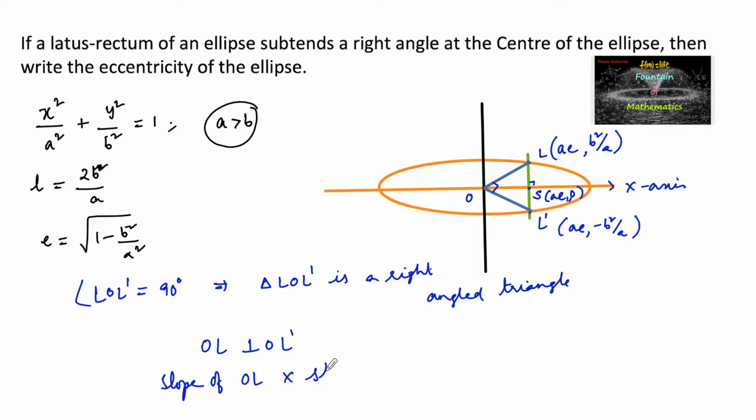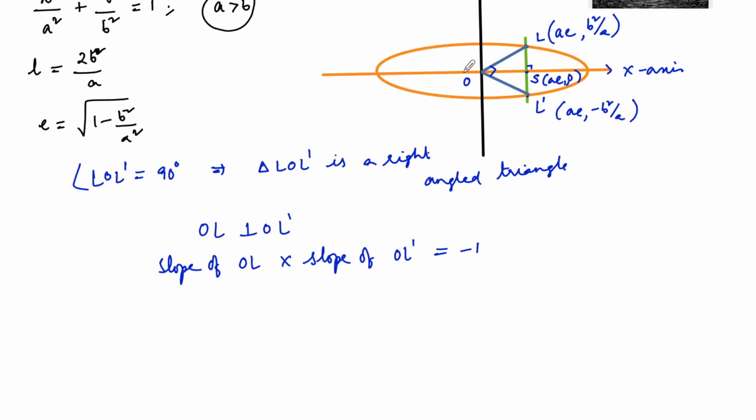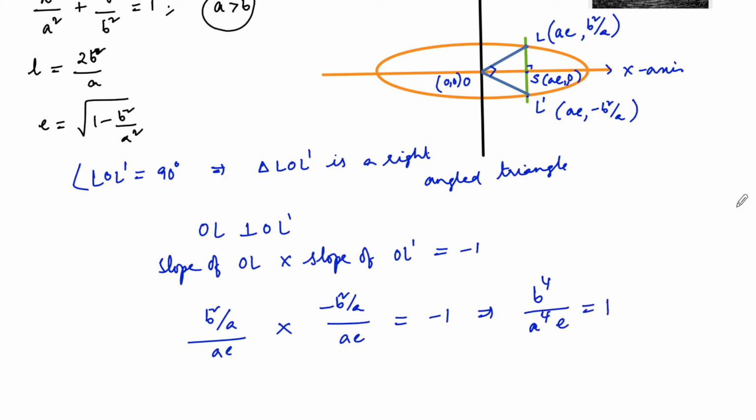of OL into slope of OL dash is equal to minus 1, since they are perpendicular, and since our center is the origin (0, 0), slope of OL will be taken b square upon a divided by ae into slope of OL dash will be taken minus b square upon a divided by ae, which is equal to minus 1. Upon simplifying, we can write here b power 4 upon a power 4 into e square, which is equal to 1.